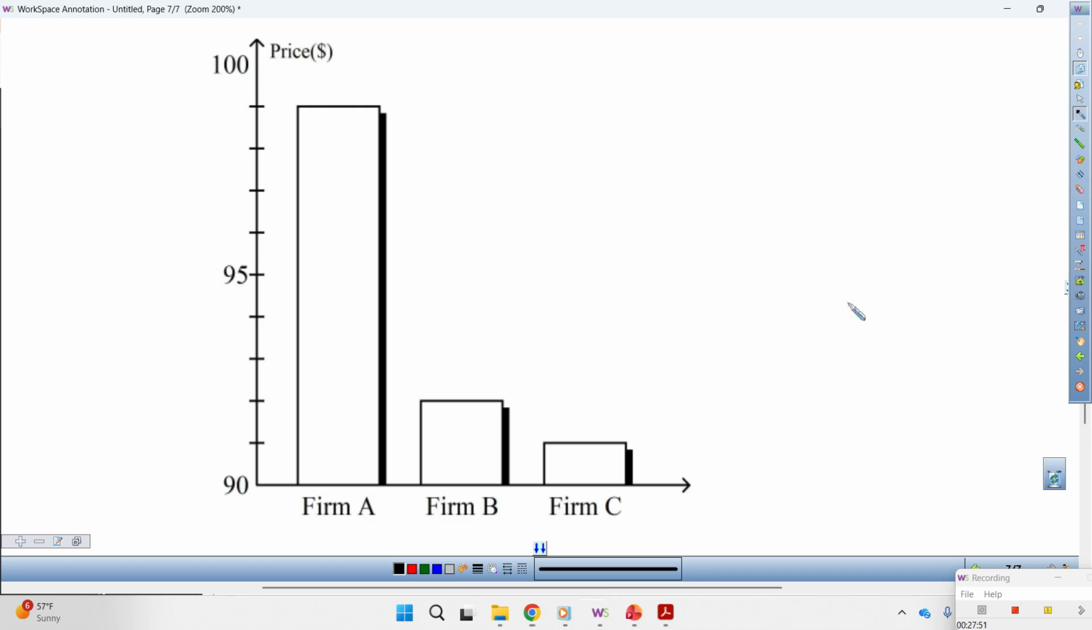All right, let's see. What is the price of Firm C, everyone? 91. How about Firm B? 92. How about Firm A? 99. Question, is it a lot of difference from here to there?